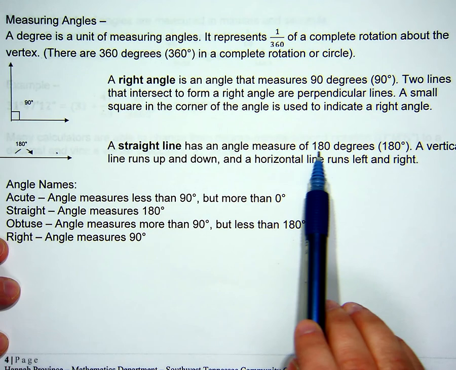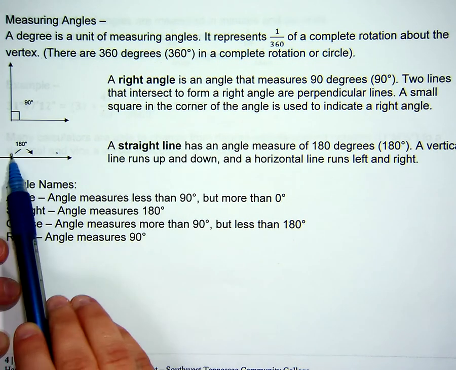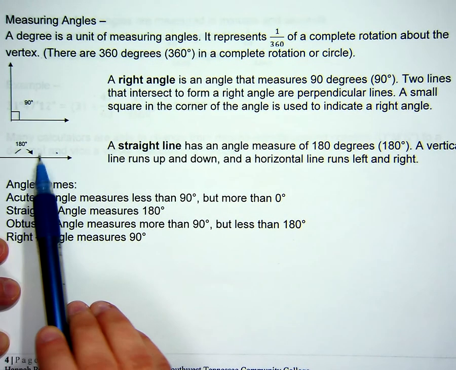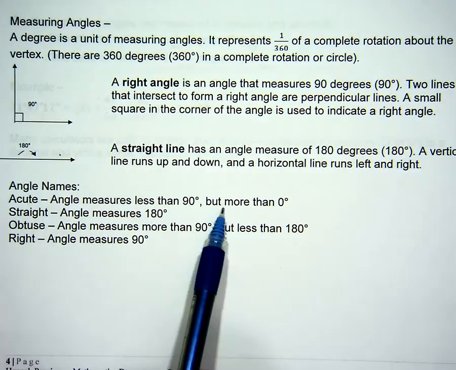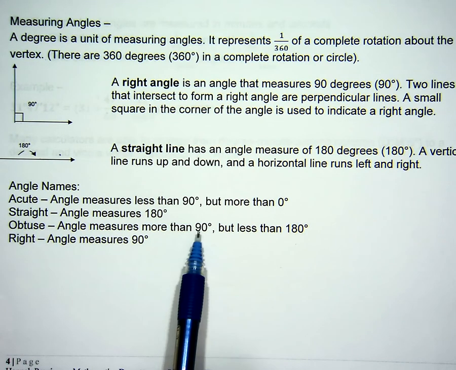Vertical lines run up and down, horizontals left and right. Straight lines are straight angles, 180 degrees. Again, we've gone over these. Acute, less than 90 but more than 0. Straight, exactly 180. Obtuse, more than 90 but less than 180. Right, exactly 90.